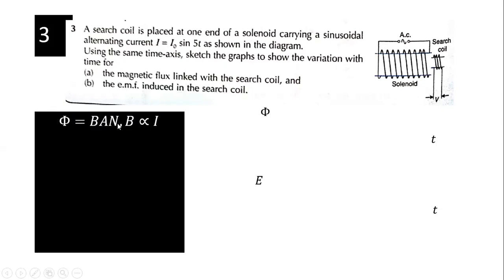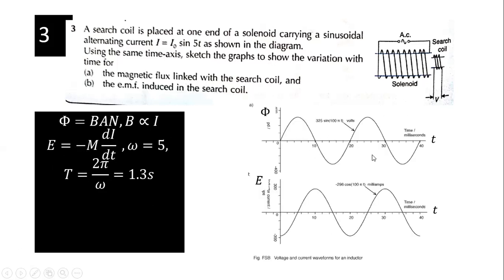Right, remember that's how you calculate your flux linkage, and then your B is proportional to I current, and then your induced EMF is mutual inductance dI/dt, and then your omega in this case is 5. Then you can calculate your period for the waveform, and then you can draw. Okay, since they have given you the value, then you should put your period there. That's 1.3 here. The time.